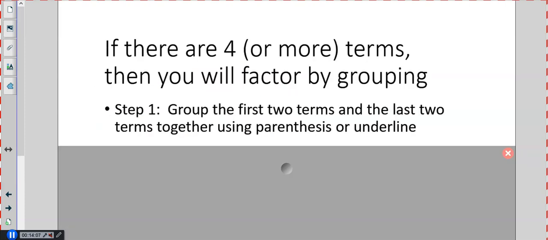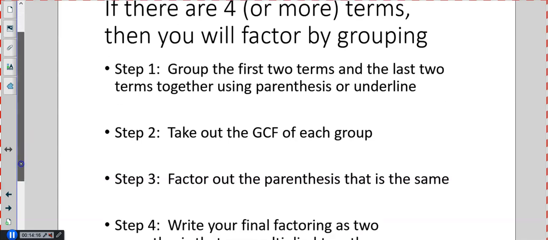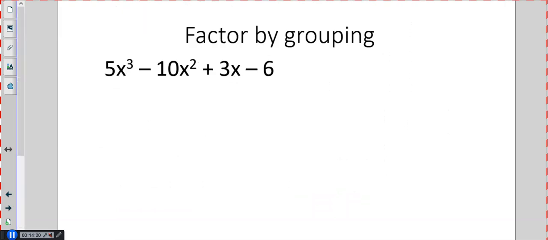Now, if you have 4 or more terms, we're going to factor by what's called grouping. Okay? You can read through this yourself. You can hit pause. I'm just going to get right into the problem. But if you want to stop and read it, you can. So, here's what we're going to do. Okay? We're going to group them.